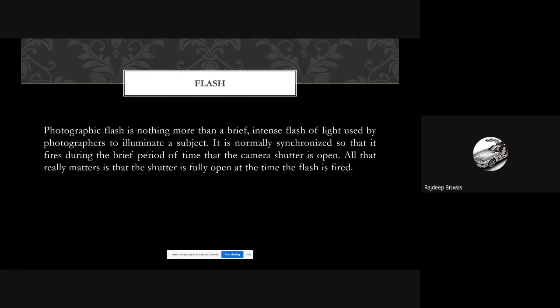It's normally synchronized so that it fires during a brief period of time when the camera shutter is open. As you remember, the front and the back. Now, when the shutter is pressed, the flash needs to be synchronized in such a way that when the flash fires, the entire shutter is open. Otherwise, you might experience a graded black either on the left-hand side of the image, or on the right-hand side, or on the top, or at the bottom, based on your camera movement.